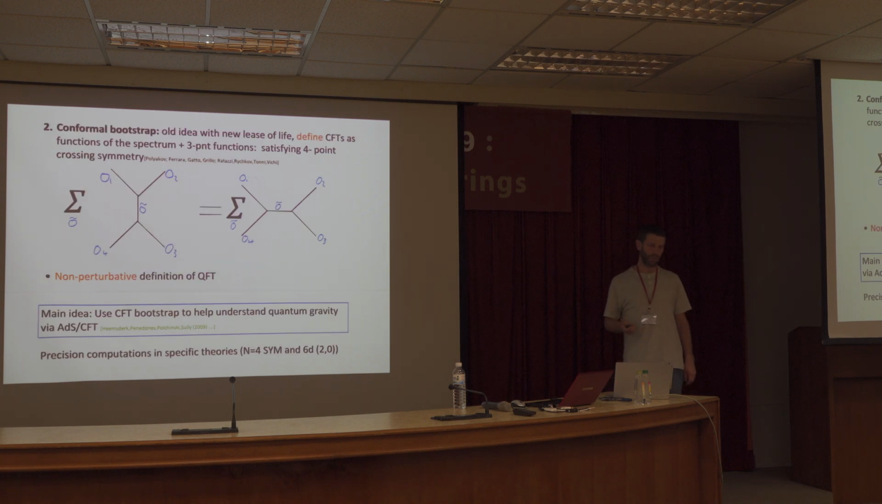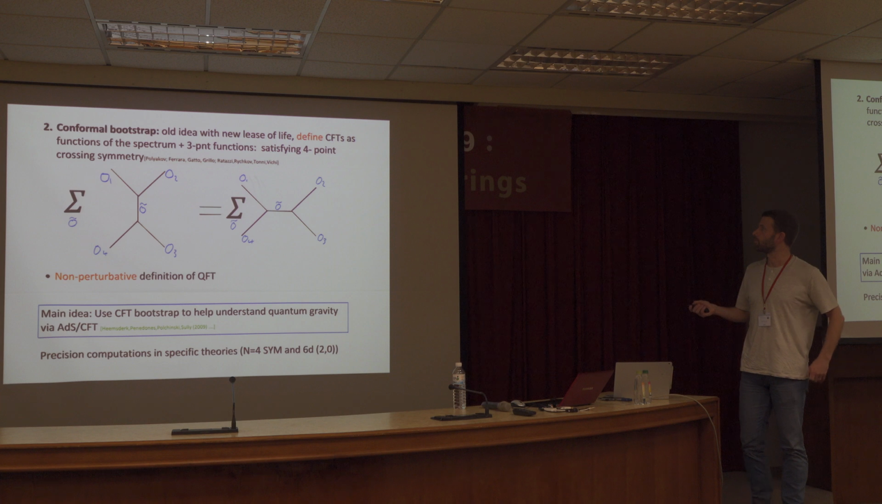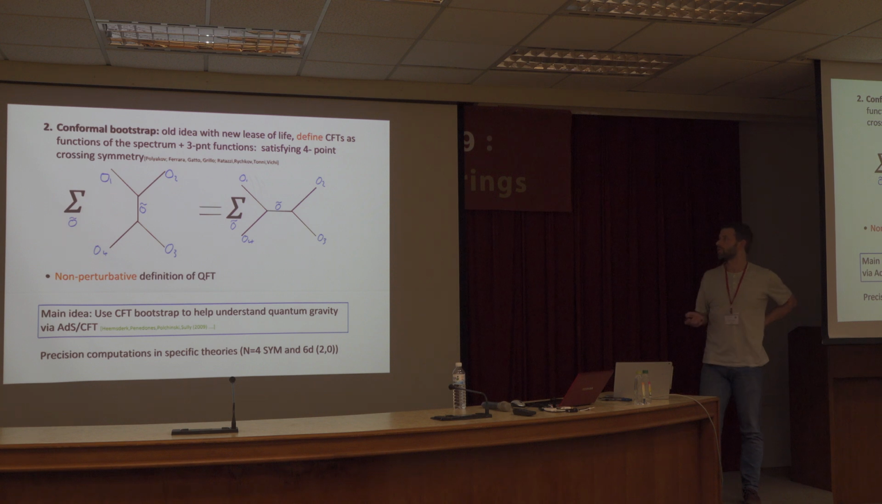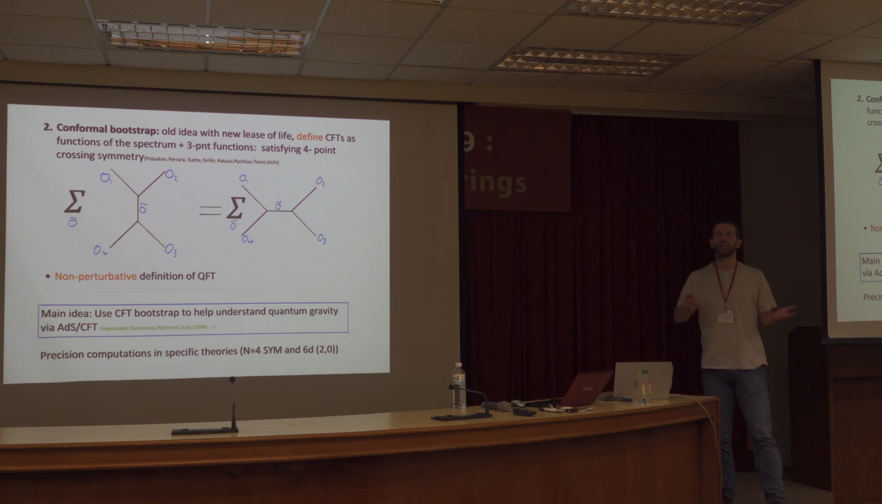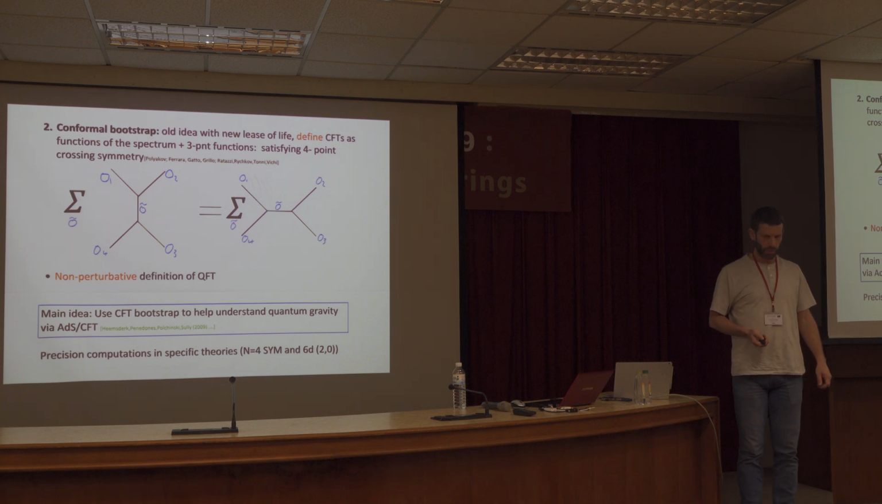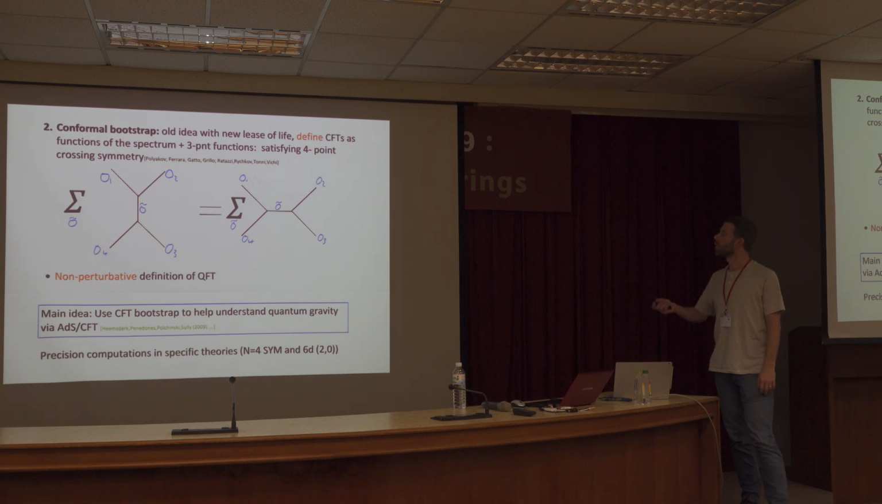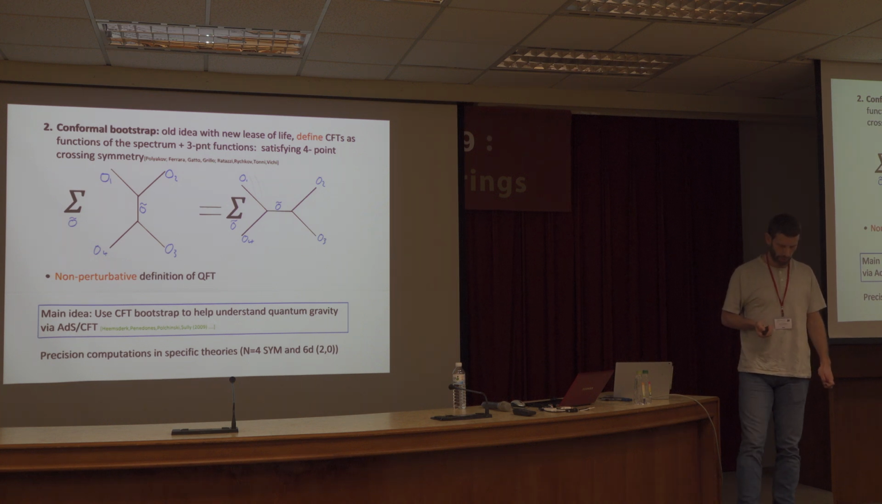And the second big idea is the conformal bootstrap, which is really an old idea that had a new lease of life in the last 10 or 15 years or so. And there's a very beautiful idea that you just define your conformal field theory by the spectrum, anomalous dimensions of operators and so on. That's your data together with 3-point functions, or the OPE coefficients. And then everything else can be, in principle, determined from those. And all other correlation functions can be built from them. In particular, the 4-point functions can be built from them.